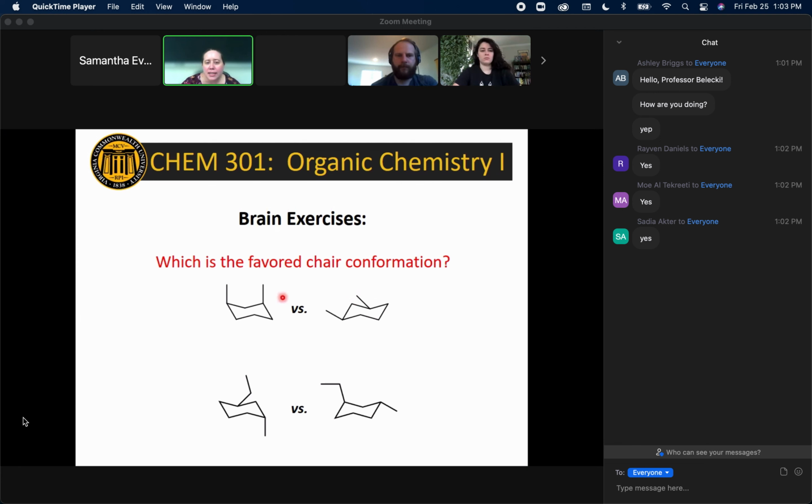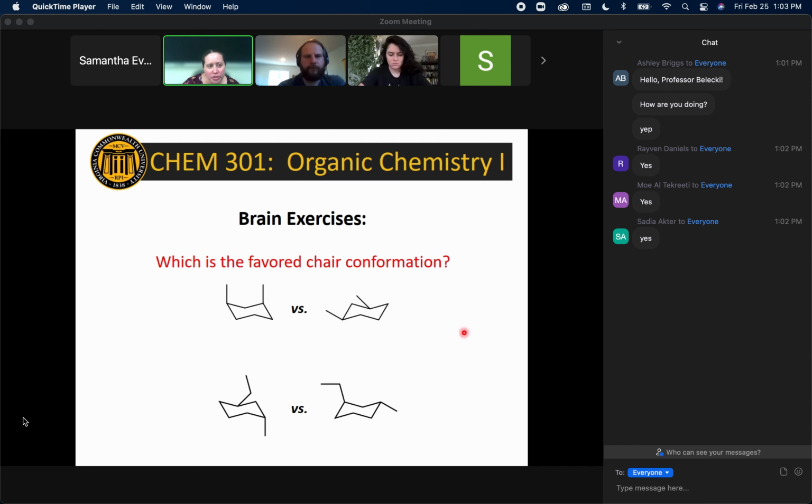First of all, take a look at this for yourself and confirm for yourself that you can see that these are the same molecule. They are just two different chair conformations. So all we've done between this one on the left and this one on the right is to rotate around the carbon-carbon bonds of the ring structure.